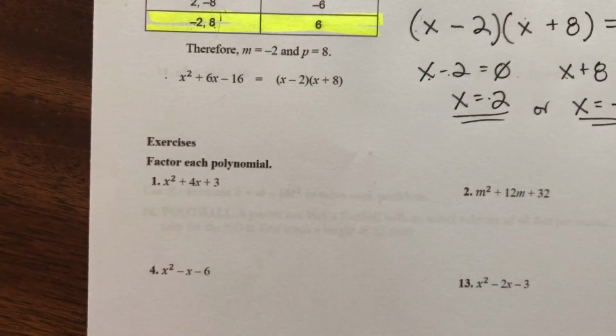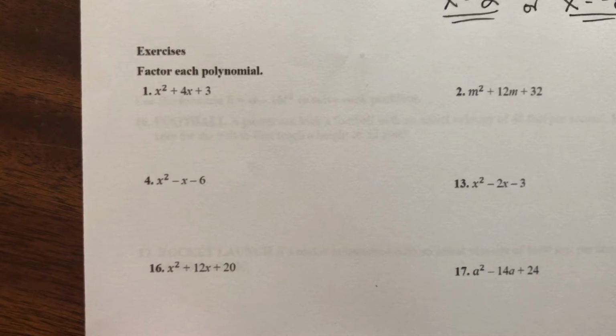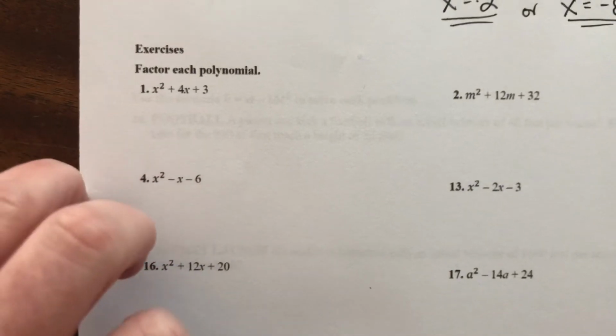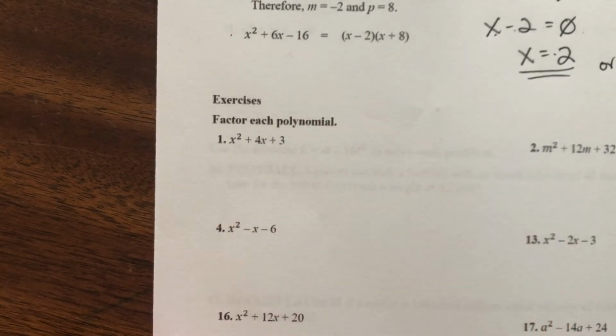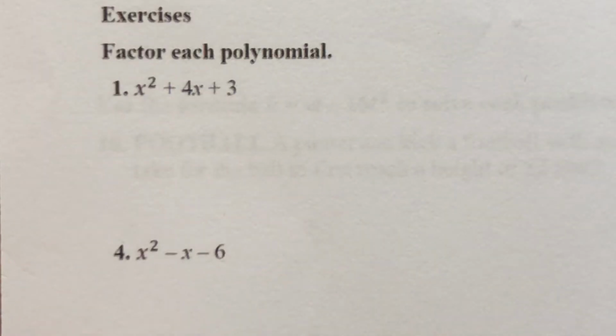So now we're going to do some examples here. And I have 1, 2, 3, 4, 5, 10 examples. So we'll kind of work through these quickly. And then we're going to add to this a little bit. All right, so factor each polynomial. Remember, I want to come up with all of the factors of the last term that add up to the middle term. And it takes trial and error. You know, you got to be familiar.